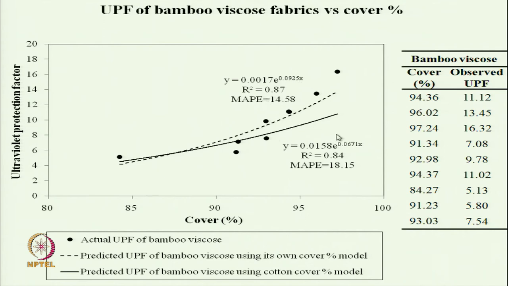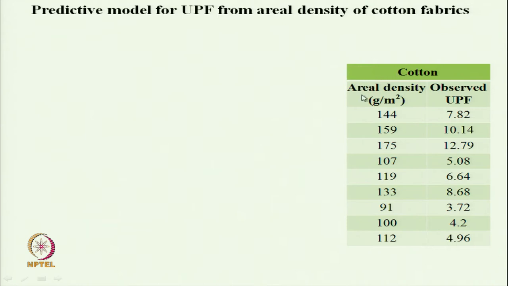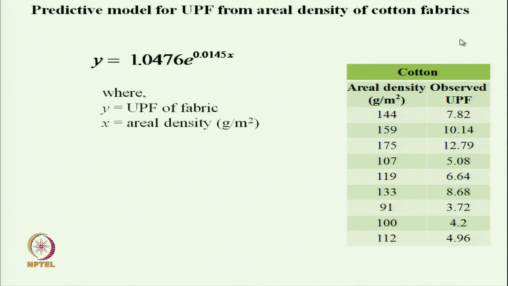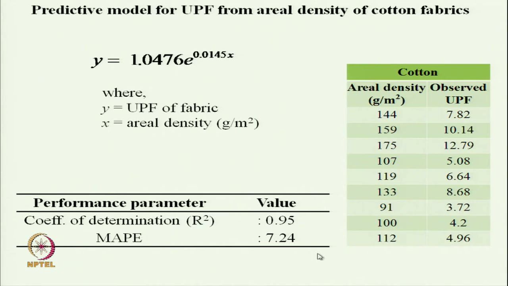Apart from the cover factor, another parameter which directly affects the UPF is mass per unit area. Now, let us take the areal density, that is mass per unit area, and for the cotton areal density model, this is coming out to be y equal to 1.0476 e to the power 0.0145 x, where x is the areal density of cotton fabric, and here the error percent is 7.24, that is the error.